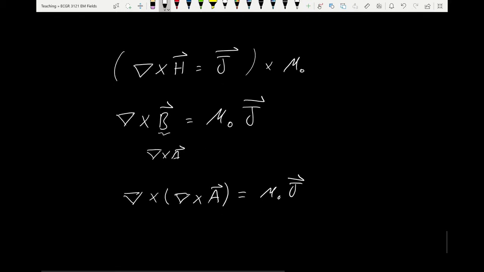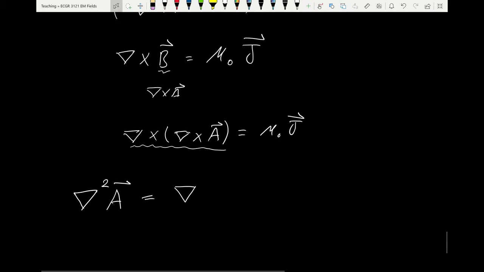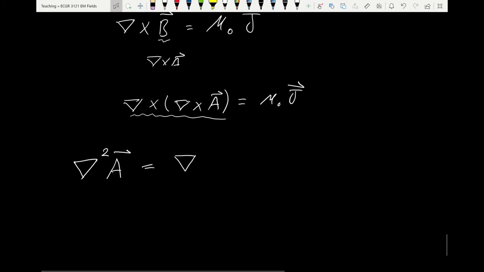Now this is a second order curl, and if we remember from vector calculus, it arises from the expression of the vector Laplacian. Nabla square A is the vector Laplacian, and it's defined as a combination of two second order vector differentiation operators.